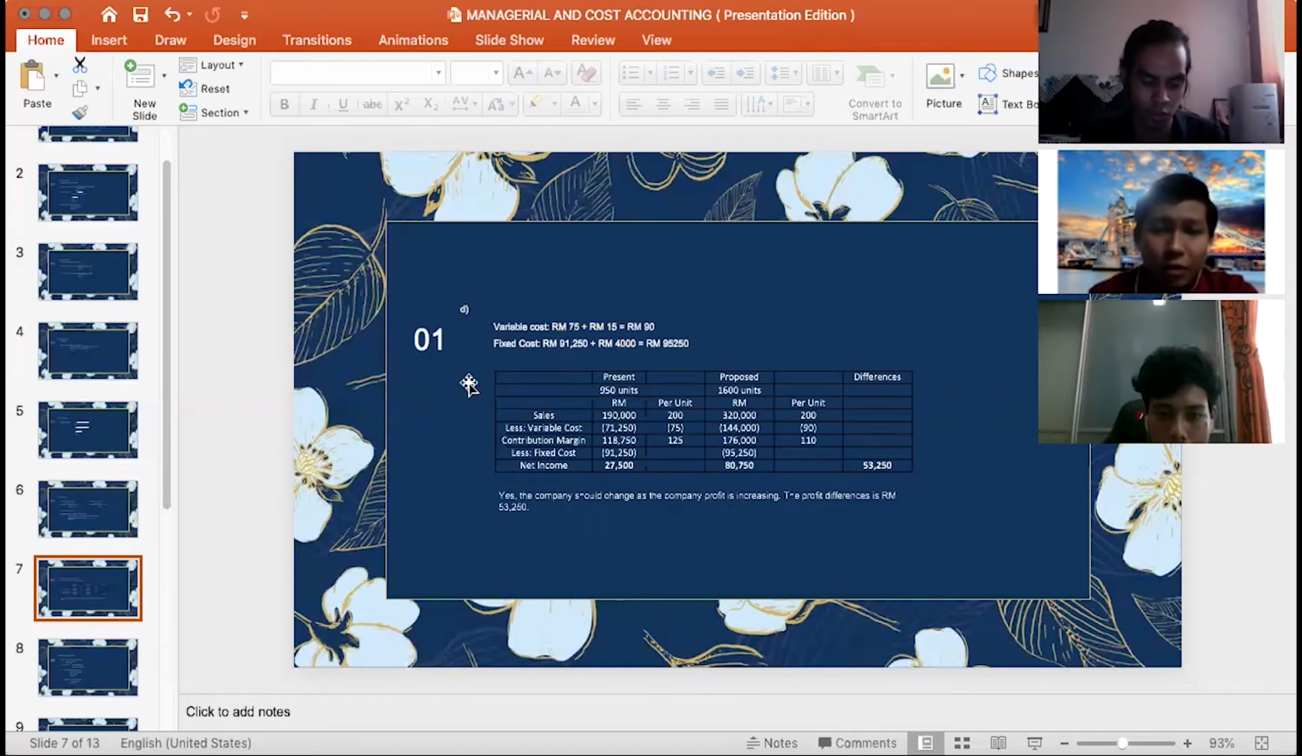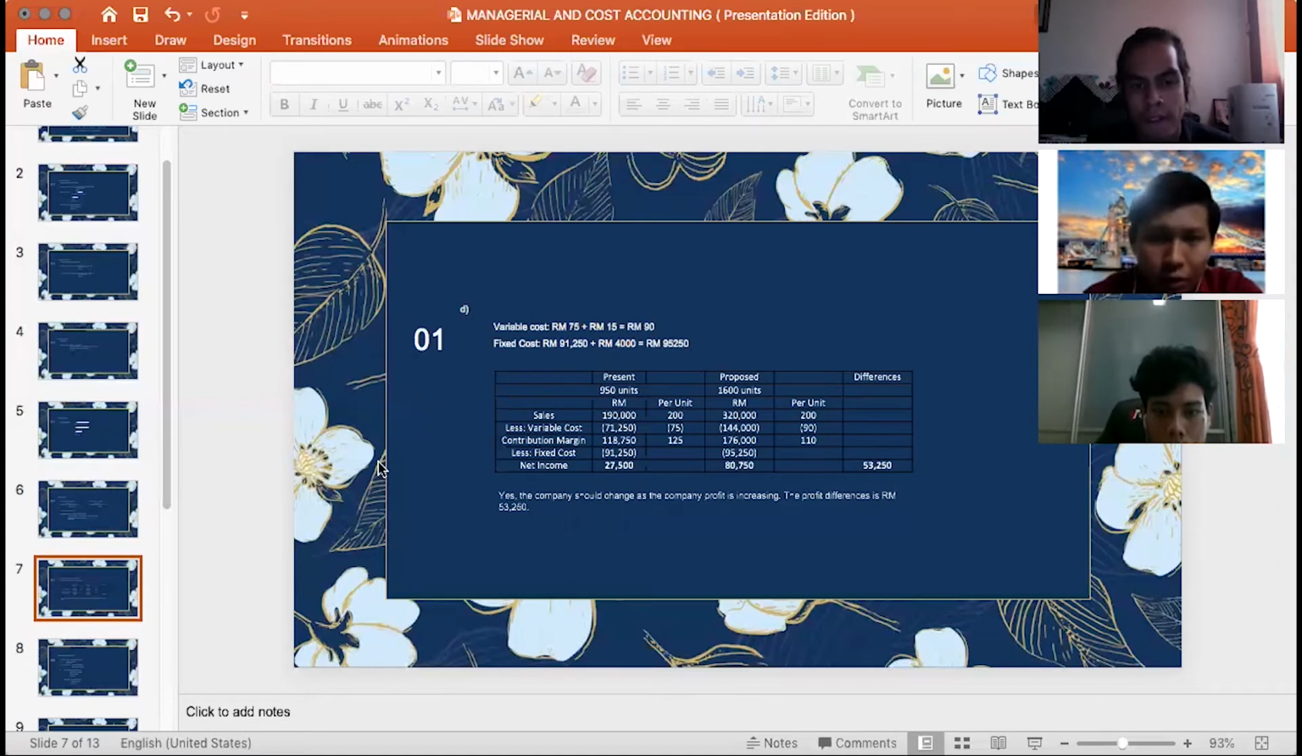For question D, the new variable cost in the question is an additional 15 ringgit. So variable cost before is 75 ringgit plus 15 ringgit equals 90 ringgit. The fixed cost, which is the transportation cost, is 4,000. So the fixed cost has increased from 91,250 plus 4,000 ringgit equals 95,250 ringgit.